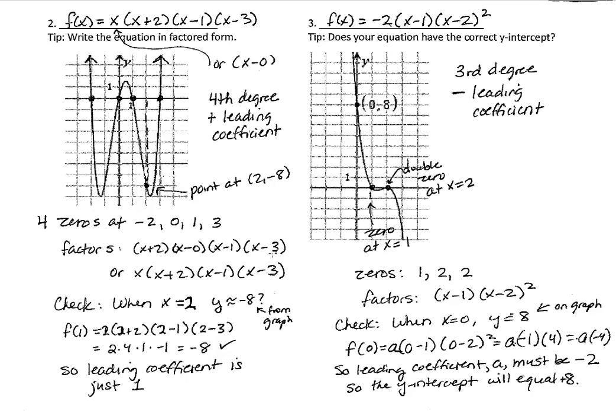Now, just to make sure that there isn't another coefficient in front of there, notice that I took the x minus 0 and just wrote it as x. You can leave it either way, I don't care.